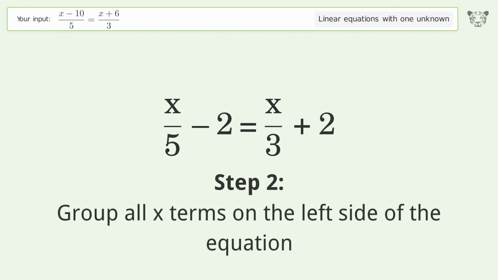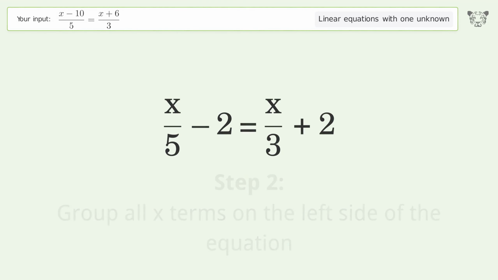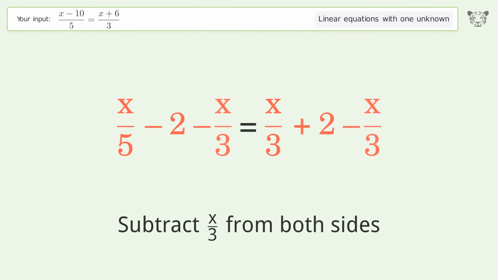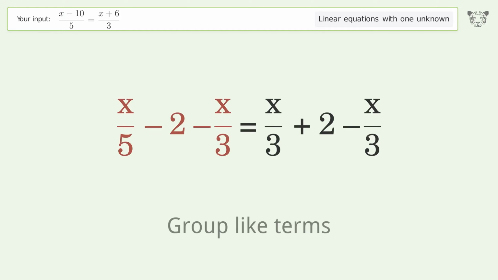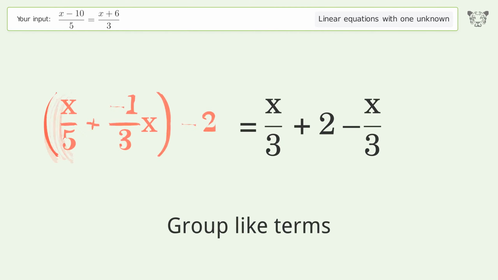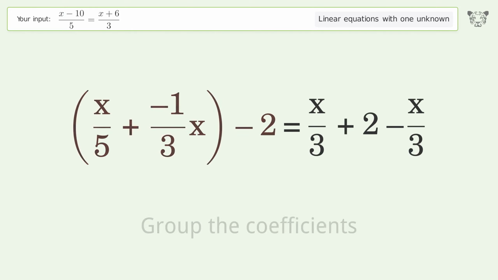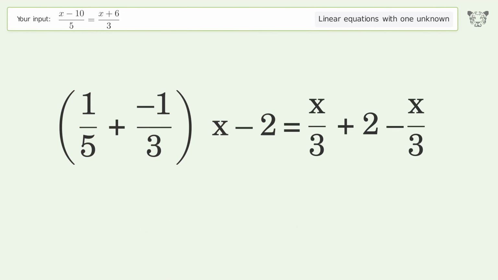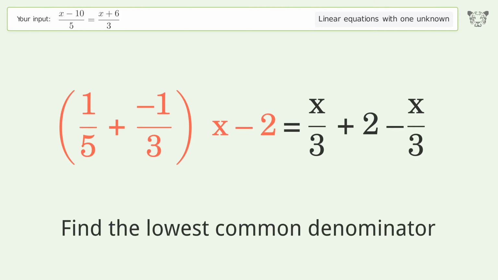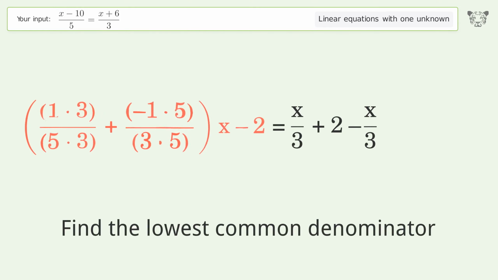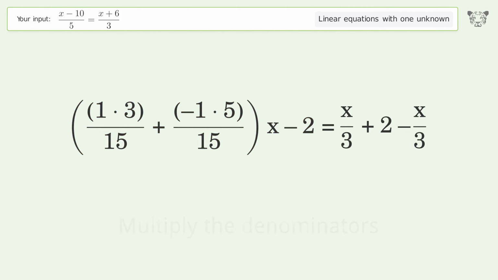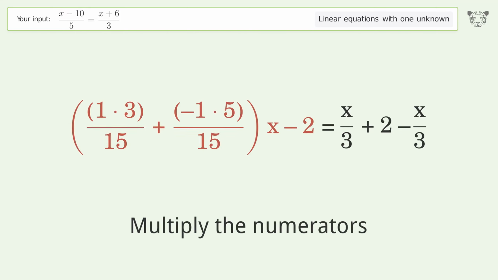Group all x terms on the left side of the equation. Subtract 10/3 from both sides. Group like terms. Group the coefficients. Find the lowest common denominator. Multiply the denominators. Multiply the numerators.